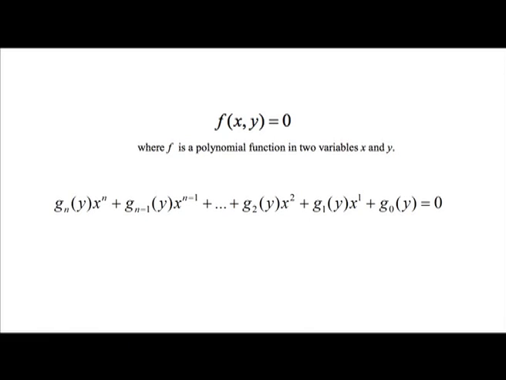Let y equal to k be a horizontal asymptote of f of x y equal to 0. Now, f of x y equal to 0 can be rewritten as g n of y times x power n plus g n minus 1 of y times x power n minus 1 plus etcetera plus g 2 of y times x square plus g 1 of y times x to the power 1 plus g naught of y equal to 0, where g naught, g 1 etcetera g n are polynomials in y.